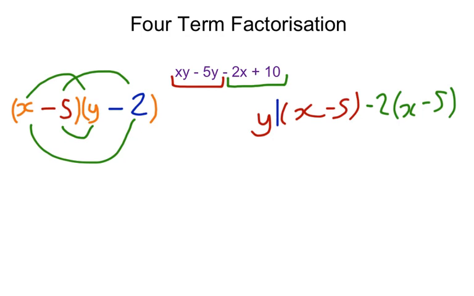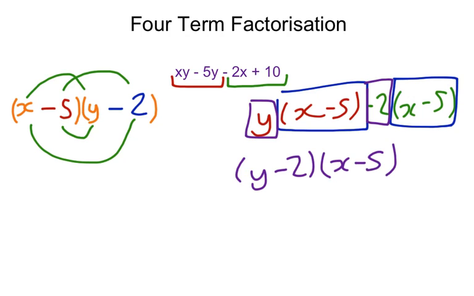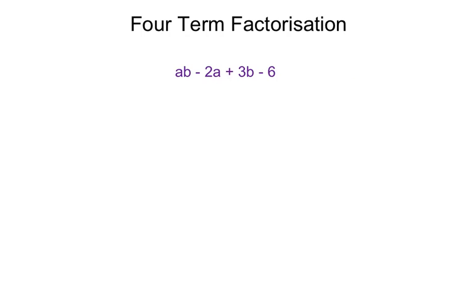Now we notice that we have 2 expressions that have an x minus 5 as part of them. And what we can then do is take the remaining bits, that's this y at the front and this minus 2 at the front, and make a second bracket out of them. (y minus 2)(x minus 5), giving us the same answer as we got with the intuitive approach. The reason this works is we're factorising out the x minus 5 from both parts after the initial factorisation. So let's look at another example.